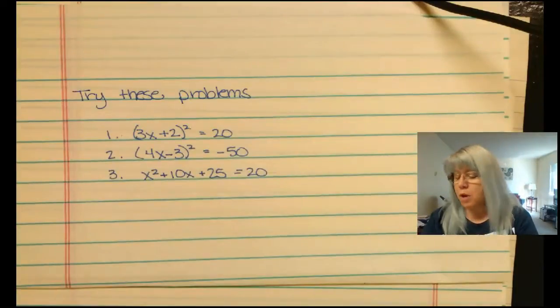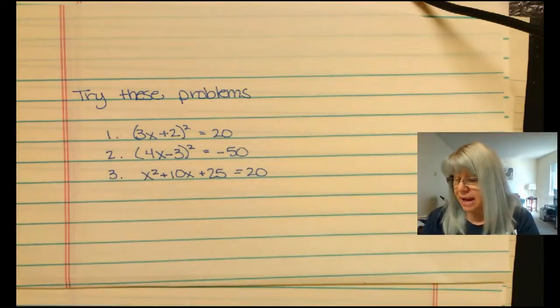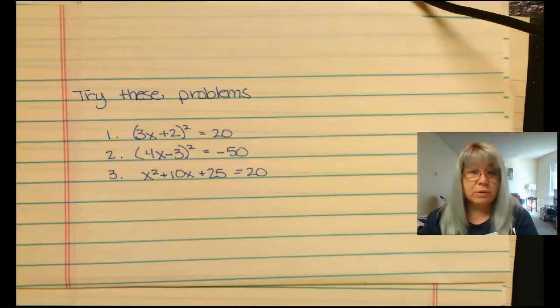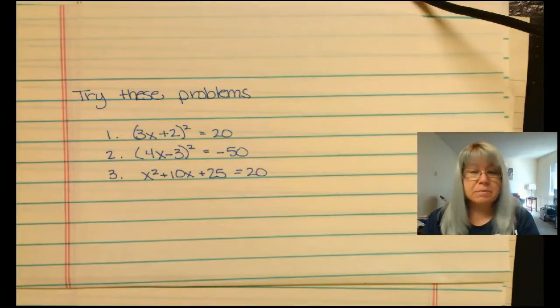Here are a couple problems that you should try on your own. First one, 3x plus 2 quantity squared equals 20. Number 2, 4x minus 3 quantity squared equals negative 50. And third one, x squared plus 10x plus 25 equals 20.